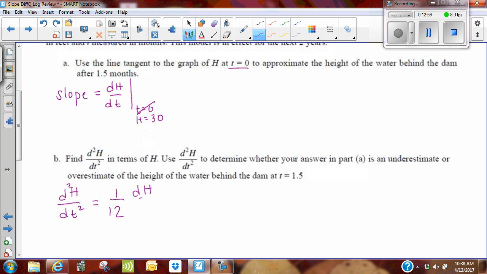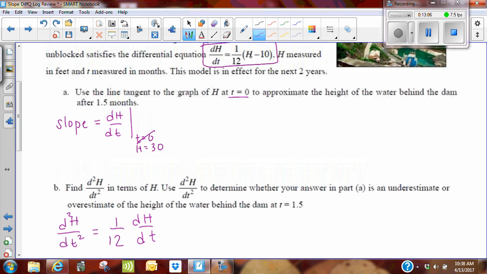dH dt. Why did I tag it? Because I'm taking a derivative of h with respect to time. Okay, so it's 1/12 dH dt, which is fantastic, but that's the wrong answer, because you didn't answer the question. The question said find it in terms of h. You found it in terms of dH dt. So you have to plug dH dt's equation back here, and then it's accurate.